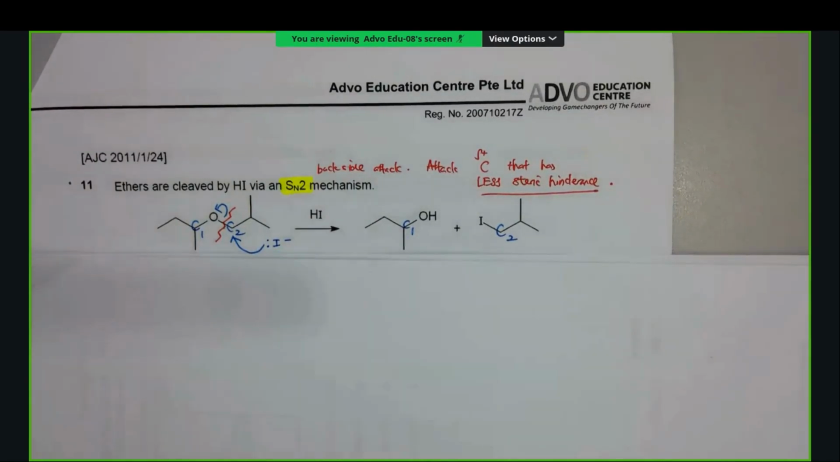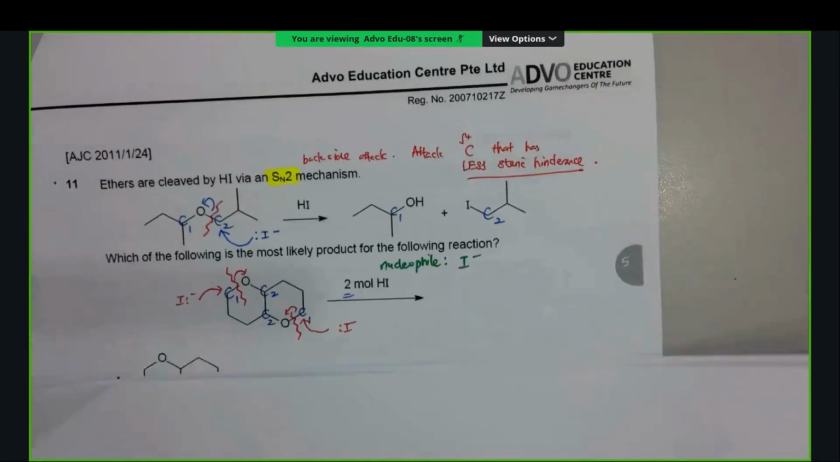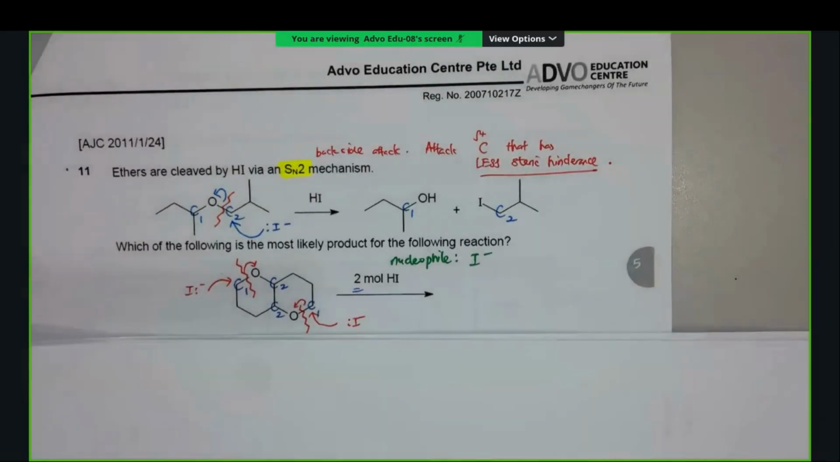No. Okay. So bearing this in mind, let's look at this one here. We look at the top one first. Carbon 1, carbon 2. Carbon 1 is less substituted, which means it has less steric hindrance. So your I- should be attacking at carbon 1 here, causing this C-O bond to break. So it will open in this way.